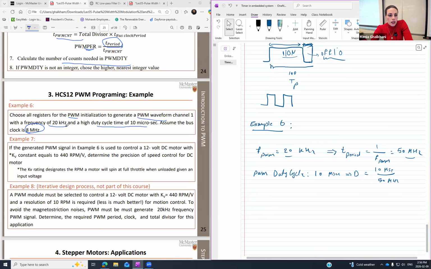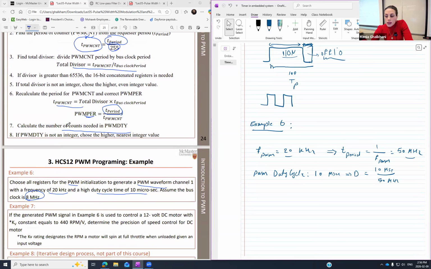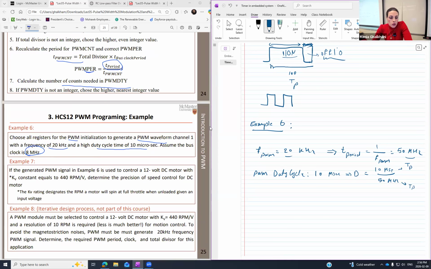Kids, one more time, duty cycle is given in the previous slide. Duty cycle is 10 microsecond over T period. This is the T period, and this is the 10 microsecond, which is your duty cycle time. This is the time, and then this is the T period. Then you can calculate the duty cycle. So if you do so, then this is going to be 20%.